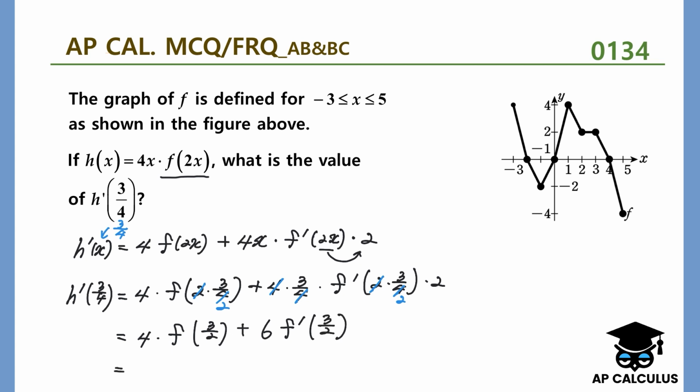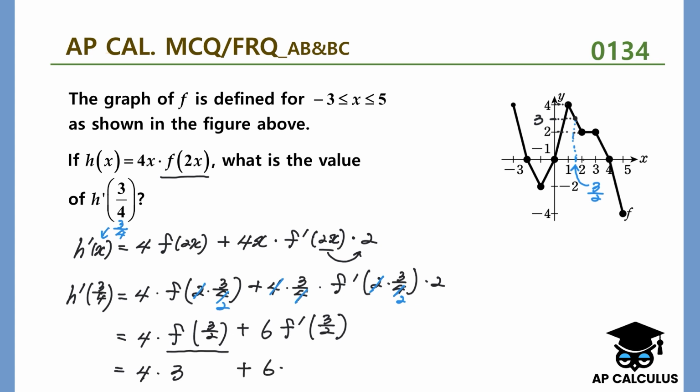Okay, so that is equal to 4 times, this is a function value, right? When x is 3 over 2, here is 3 over 2. So when x is 3 over 2, this value must be equal to, here when x is 1, it's 2, and when x is 2, it's 4. Then when x is 3 over 2, this must be 3. This is just linear, right? Okay, so f of 3 over 2 is 3.